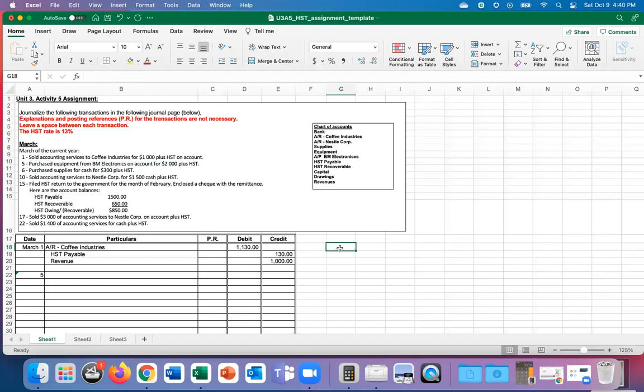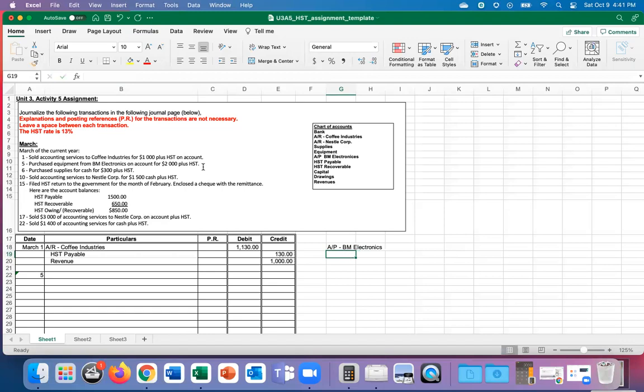The first one might be BM Electronics. We bought something from them. We bought some equipment from them on account, meaning we'll pay you later. We're not giving them the cash immediately. We have decided to buy this on credit. So to me, that means that the first account that's going to be affected by this transaction is our accounts payable to BM Electronics. So I'm going to put that over here. And I'm not going to worry about what's first, second, or third right now. I'm just trying to figure out which accounts I think are going to be affected. Later on, we can do the formatting and make sure it's all in the right order. So: accounts payable, hyphen, BM Electronics.